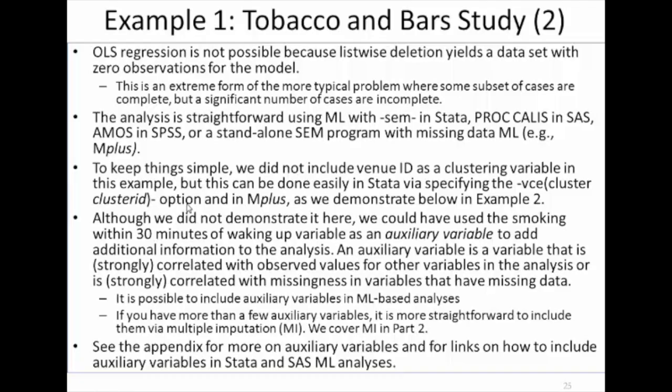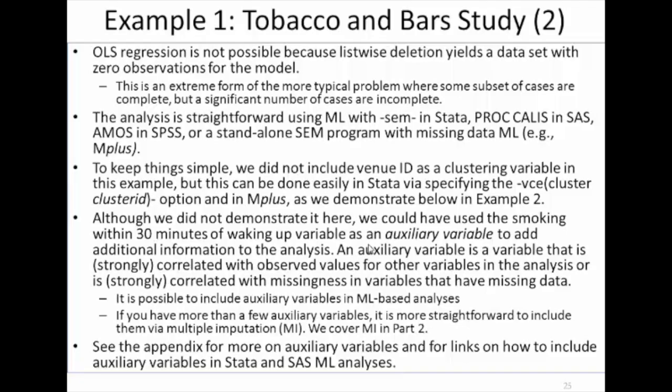So this example demonstrates full information ML linear regression analysis from a planned missingness design using Stata and also SPSS AMOS. And just to keep things simple, and because AMOS doesn't handle clustered data right now, I just decided to omit variable clustering for venue ID in this example, but we bring it back in the second example, which is a logistic regression using the same data set.